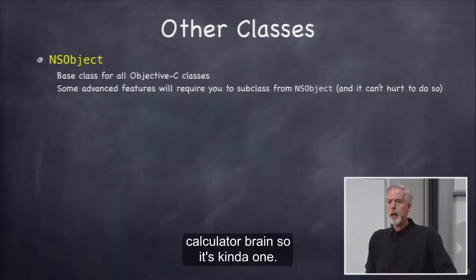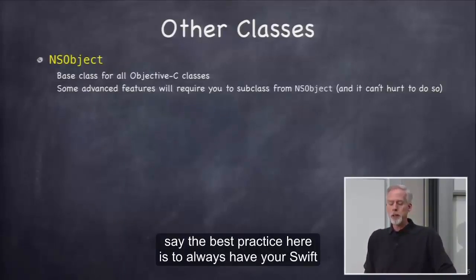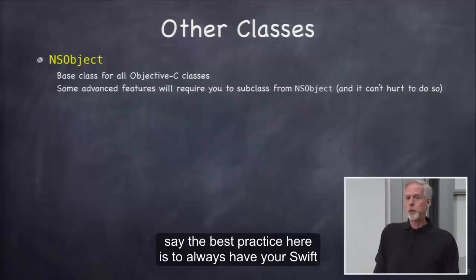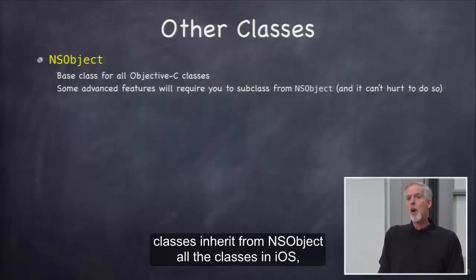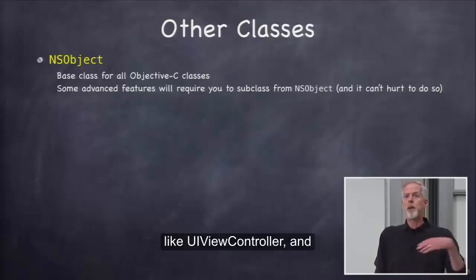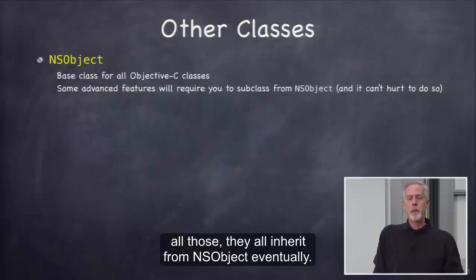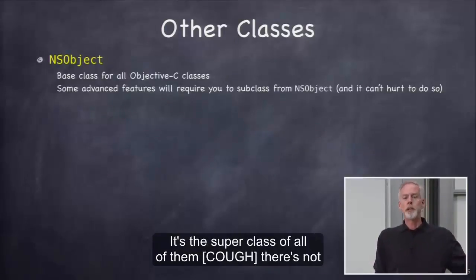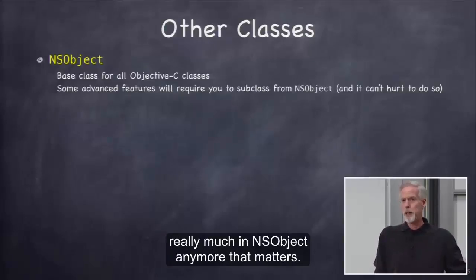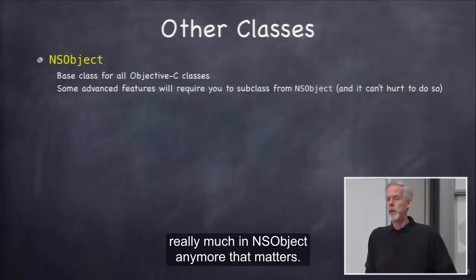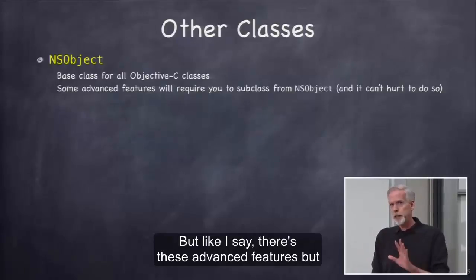So it's kind of one, you can feel free. I'm not sure what to say, but the best practice here is to always have your Swift classes inherit from NSObject. All the classes in iOS, like UIViewController and all those, they all inherit from NSObject eventually. It's the superclass of all of them. There's not really much in NSObject anymore that matters. But like I say, there's these advanced features.